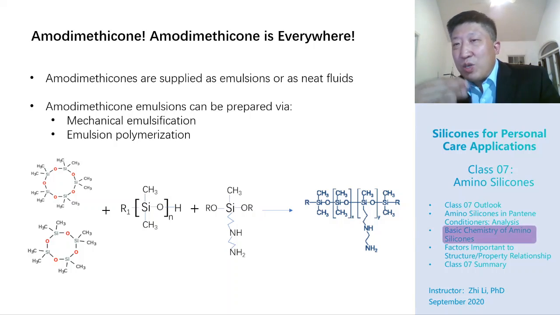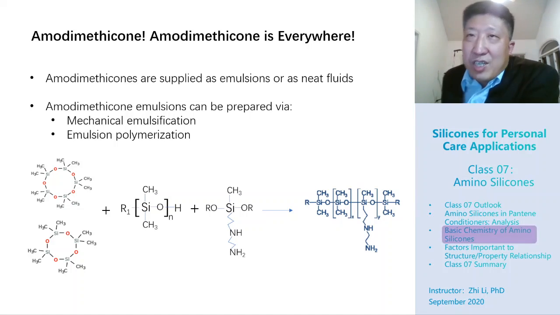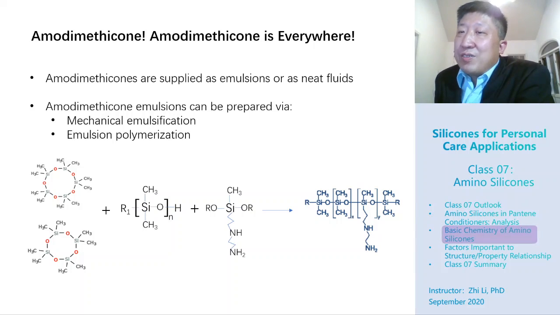You're going to have an easy way to form emulsion. They tend to hide a lot of small issues about the silicones and the structure of the molecule, and so on. What's the downside of emulsion, raw material supply emulsion form? One downside is D4, D5, D6 content.